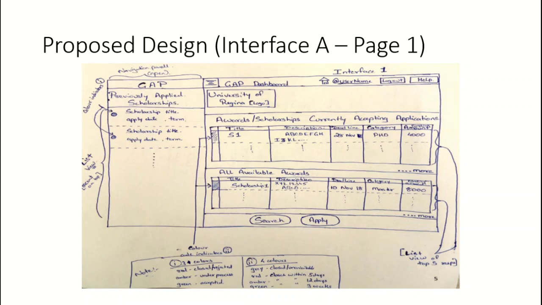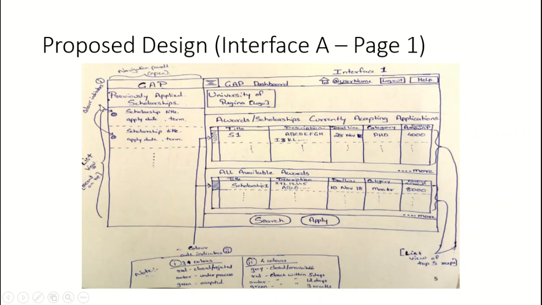So as you can see on this slide, this is our proposed design. We have used the guided interface metaphor for the system. Here you can see that the user is provided dense information. User has quick access to the previously applied scholarship where he can explore the scholarship with the title, the applied date, and the term on which they apply.